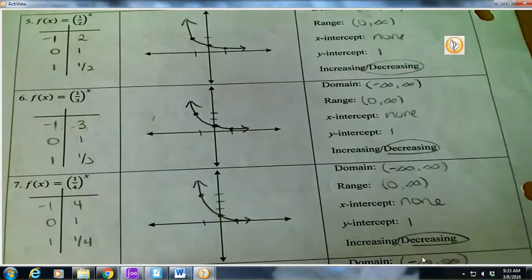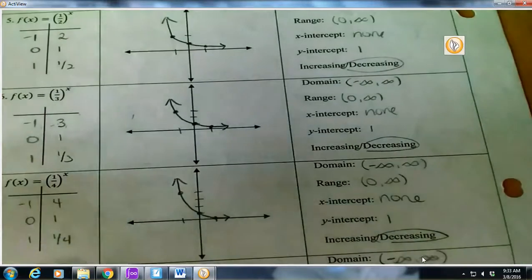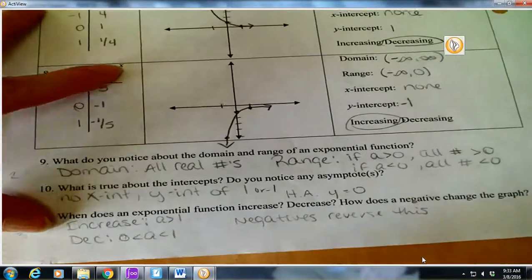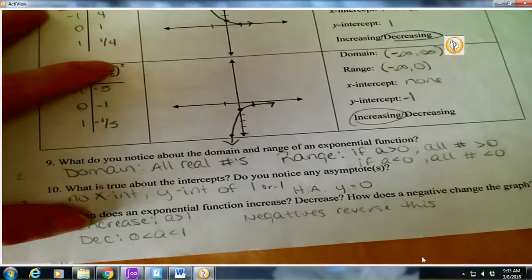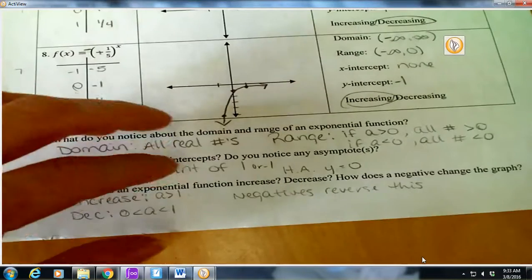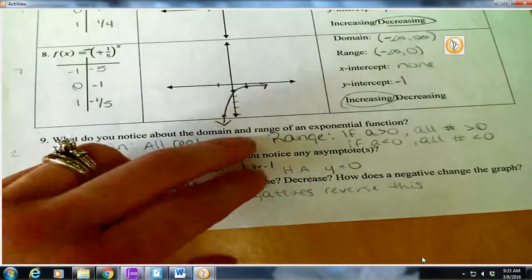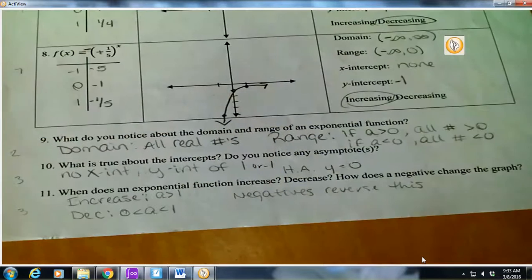What happens when I throw a negative in front of this? Flips it over the x-axis again. Right. You put that negative in front, then your points are -1, -5, 0, -1, 1, -1/5. It just takes that graph and reflects it across the x-axis. Domain is everything, range is all the negatives, still no x-intercept, y-intercept moves to -1, and this graph is increasing.